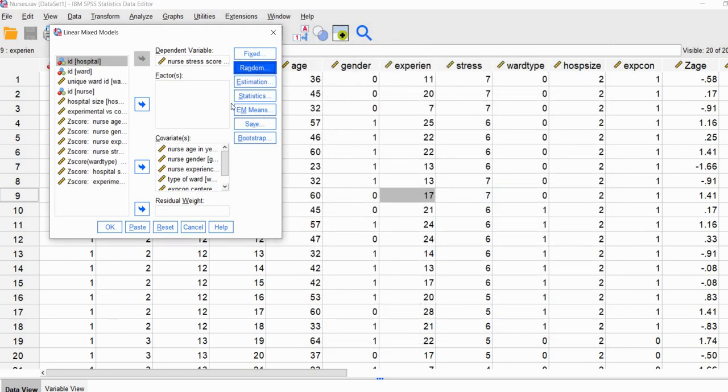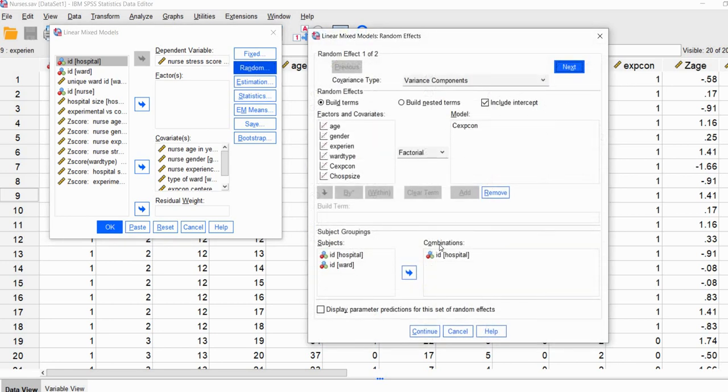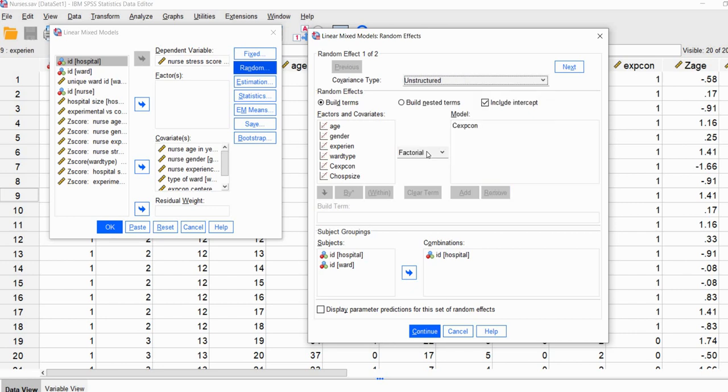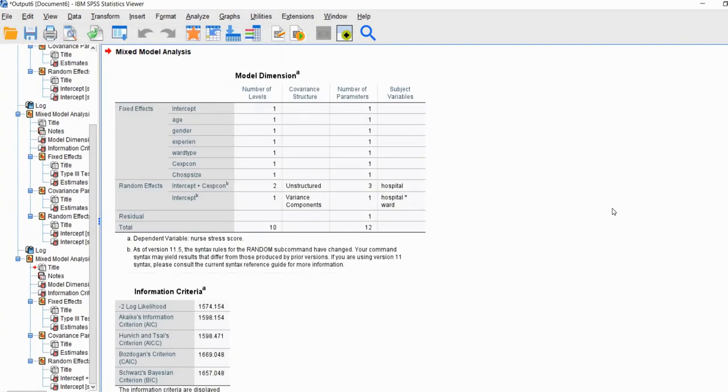Oh, actually one other thing that we might want to do, sorry about that, while we're under this, is because we're allowing the slopes and intercepts to randomly vary, we might also want to allow for the possibility of a covariance between the randomly varying intercepts and slopes. So to accomplish that, we can click on Covariance Type and go down to where it says Unstructured, and so this will allow an estimate of the variance of the intercepts, variance of the slopes, and then also the covariance between the intercepts and the slopes. So we'll click on Continue and then on OK to generate our output.